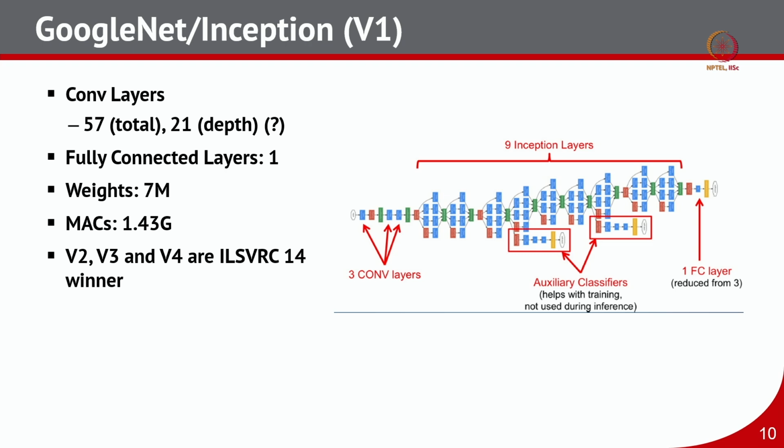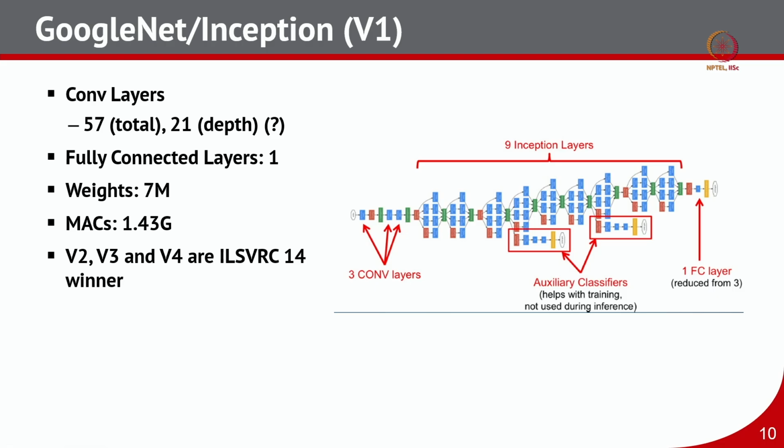Inception, or GoogleNet, has 57 layers in total, and out of them 21 are depthwise convolutional layers. We will soon see what a depthwise convolutional layer is. There is one fully connected layer, and then there are 7 million weights and 1.43 billion MACs. There are also V2, V3, and V4 versions. They are all ILSVRC14 winners.